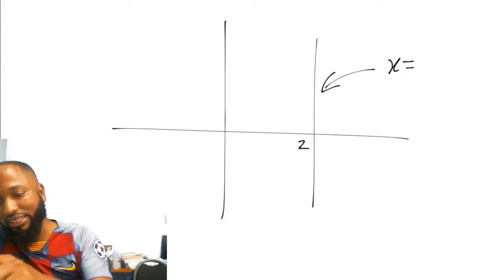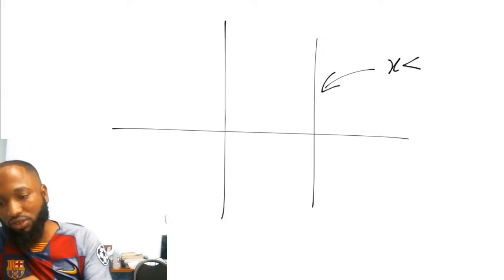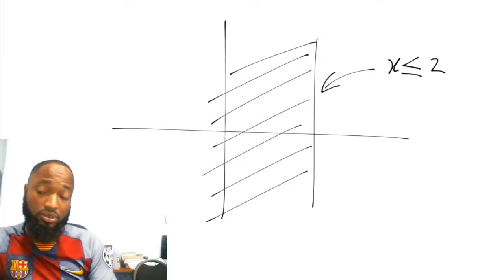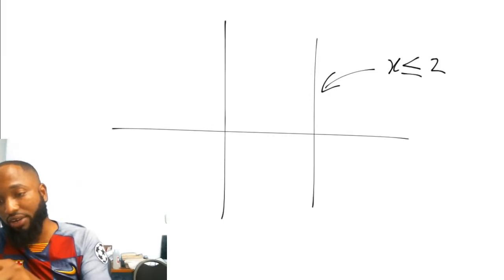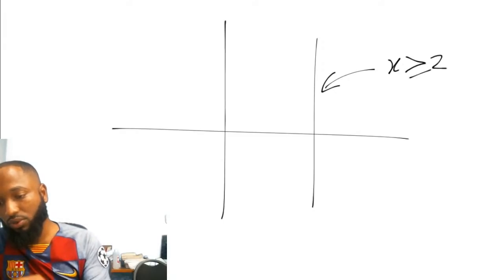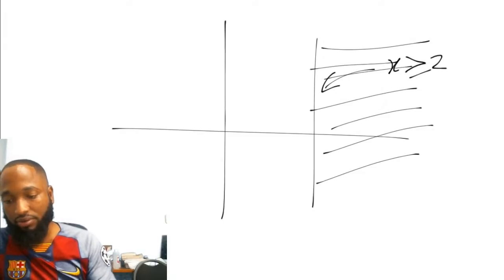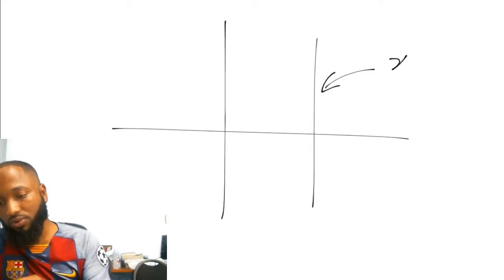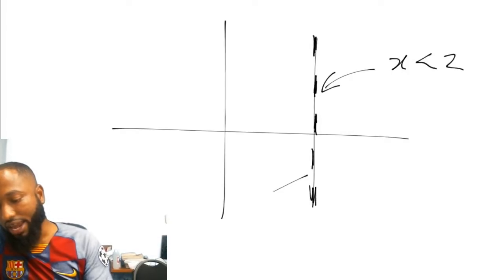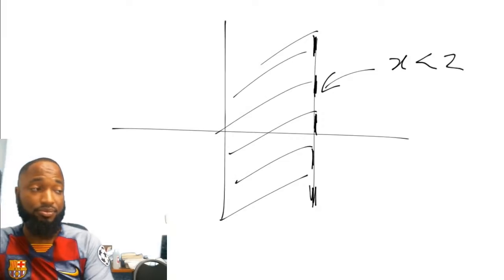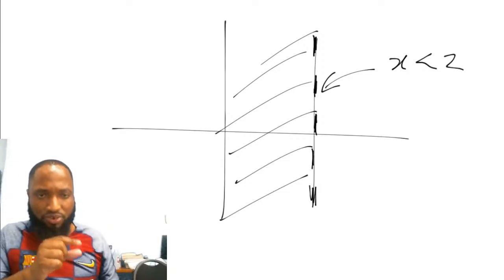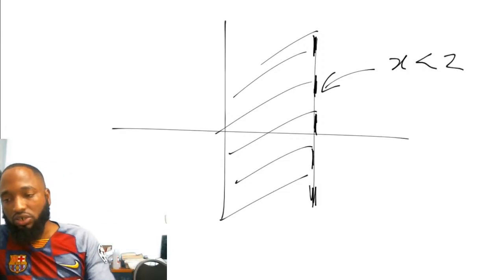If you want x less than or equal to 2, you're shading here. If you want x more than or equal to 2, you're shading here. If you want x less than 2, then this line needs to be dashed or dotted, and then you're shading here. Dashed means you're not including the 2. Don't say dotted if you have to write it out; say dashed. You're not including the 2.